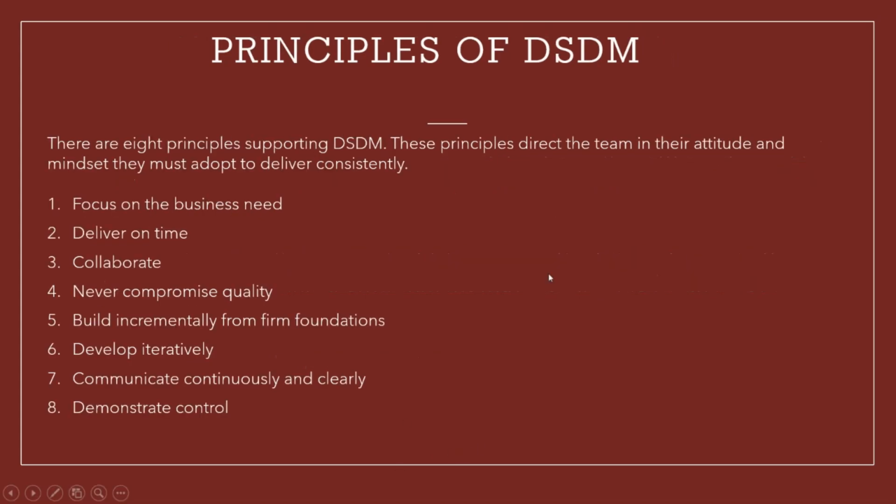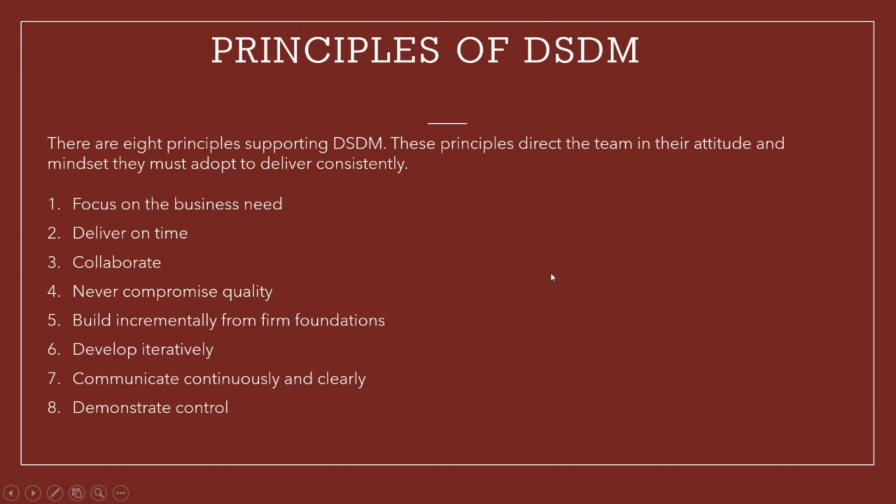Now, there are 8 principles supporting DSDM. These principles direct the team in the attitude and mindset they must adopt to deliver consistently. First, focus on the business need. That means focus on the problems which impact the business heavily. Second, deliver on time, which means deliver as per the defined and agreed timeline. Third, collaborate, meaning bringing together relevant people or teams for effective task completion. Fourth, never compromise on quality, which means to deliver what you committed to the customer.